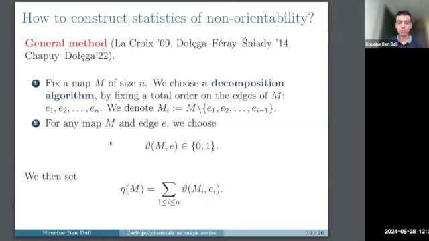So the second step was more or less the same in all the previous works. And this is exactly what we will use in the case of layered maps. And it's the first step which varies from one model to the other. So I will start by explaining how to define this statistics theta, and I will explain later what decomposition algorithm we use on layered maps.